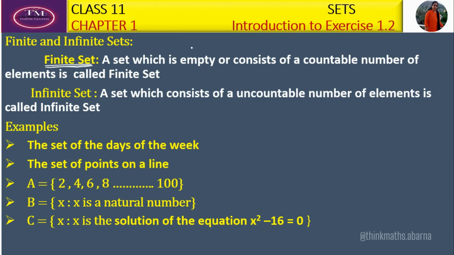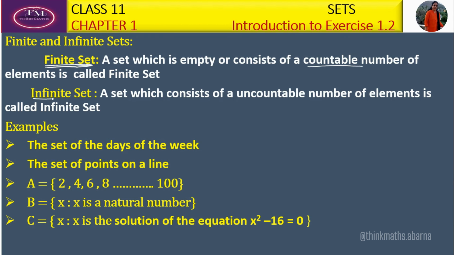How many elements are there? 0, or a countable number of elements. A set that consists of a countable number of elements is called a finite set. So we can count how many elements are there. Then those sets are called finite sets.